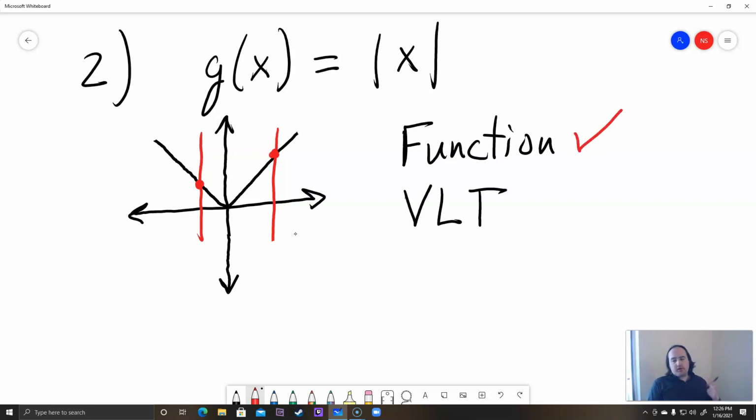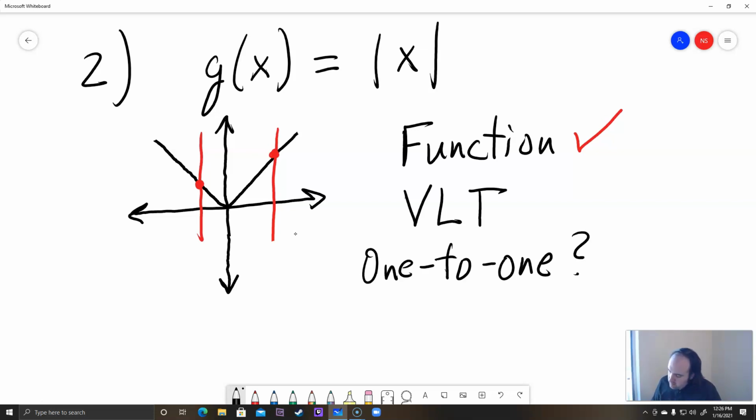This is a function. So I'll put a little check mark at function. Okay, and then to determine whether it's a one-to-one function, we have to do the horizontal line test. Okay, so one-to-one, question mark. Well, for that one, we have to do the horizontal line test.